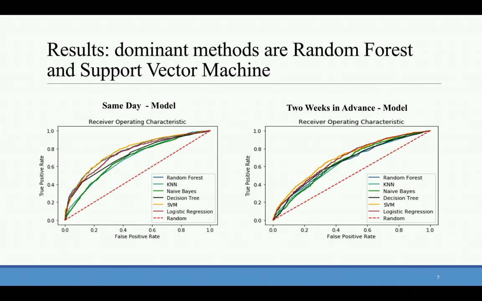Also, looking at the ROC curves, we can see that both the support vector machine and random forest dominate all other methods in both the same day model and the 2 weeks in advance model along all the false positive rate range.